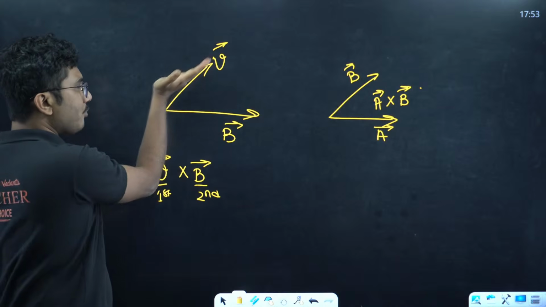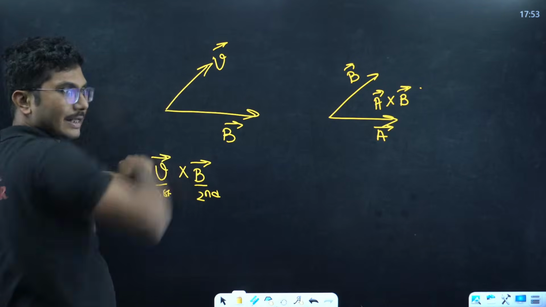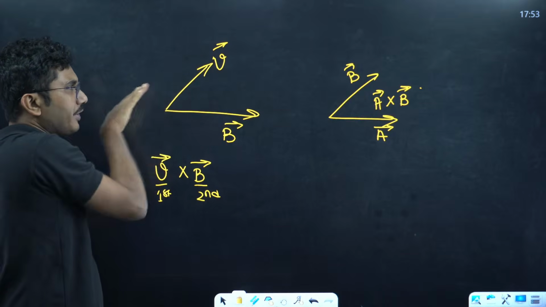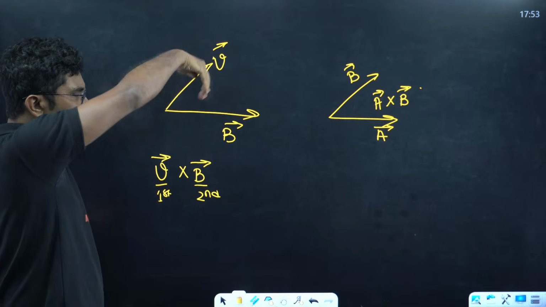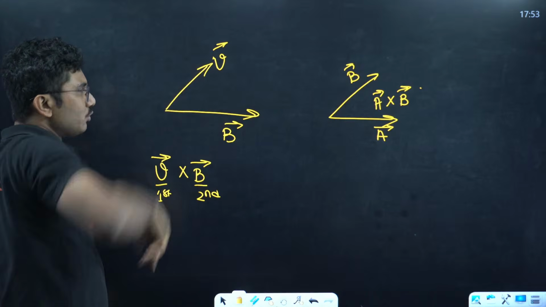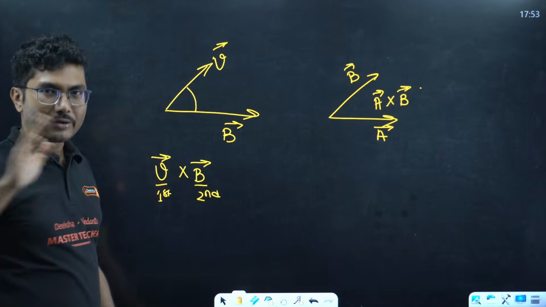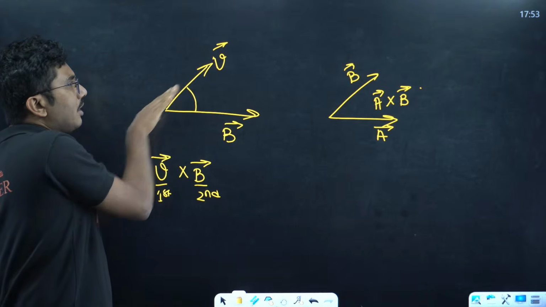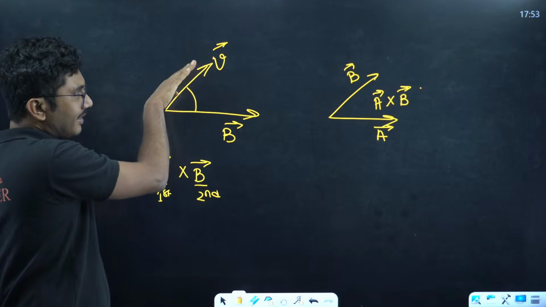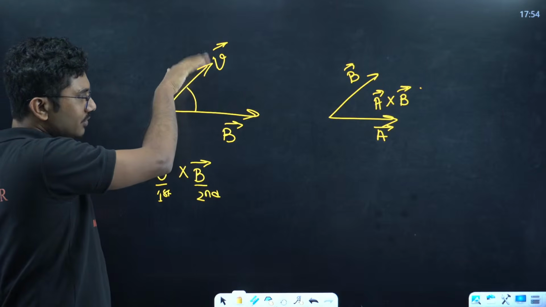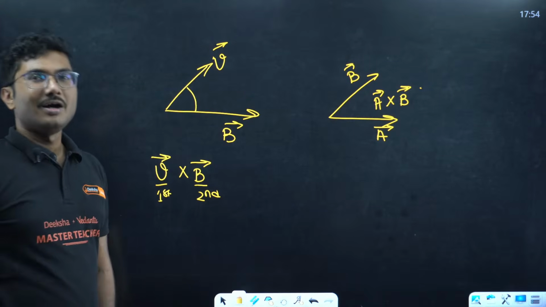Okay, if you point it like this, you will not be able to move towards the second vector easily. So you have to point your fingers in the direction of the first vector and then curl it towards the second vector through the acute angle. Okay, not the obtuse angle. You have to use the acute angle only. So when you are pointing your fingers towards the first vector and then curling your fingers towards the second vector, then your thumb points towards the cross product.